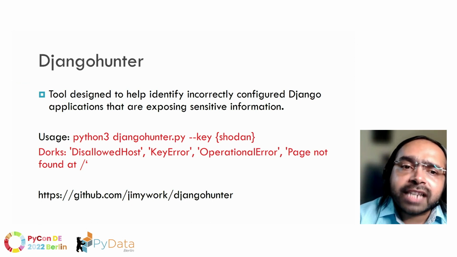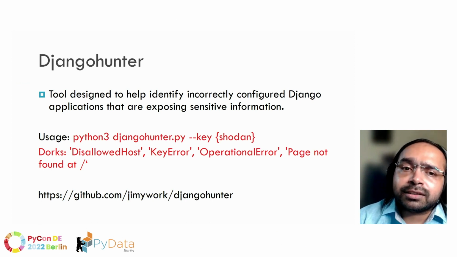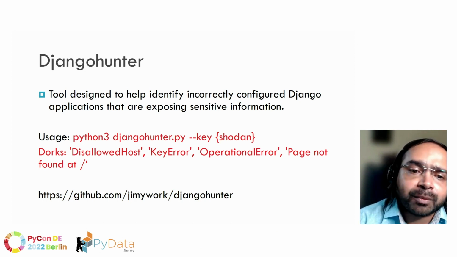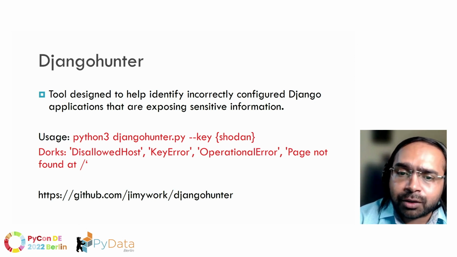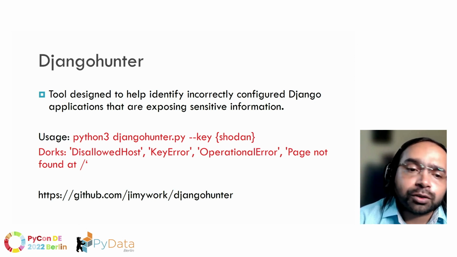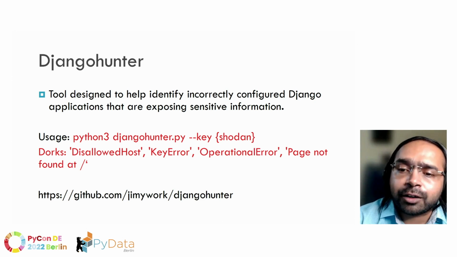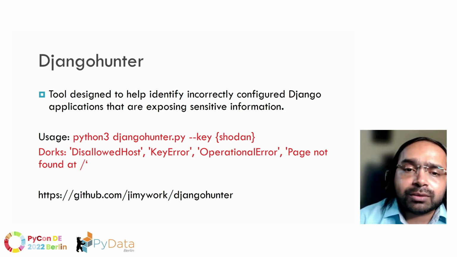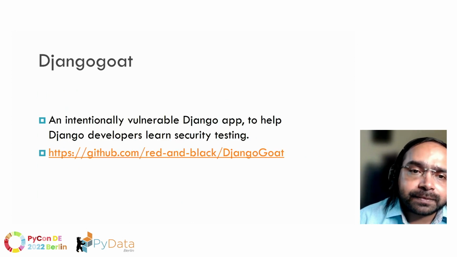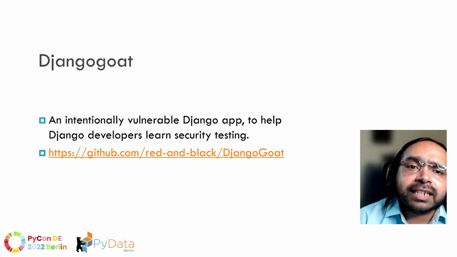Now there's a tool called Djangohunter. It's a tool designed to help identify incorrectly configured Django applications that are exposing sensitive information. You can use this command: python3 djangohunter.py. You have to specify the Shodan key. Then you can use Google dorks like disallowed host, key error, operational errors, page not found, and so on. It depends on exactly what you want to check. This is a very nice application.